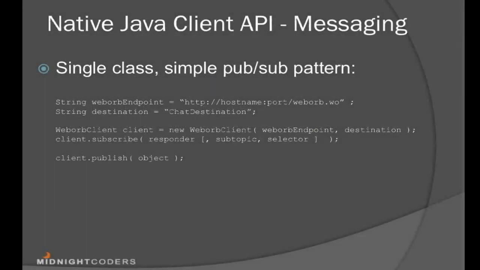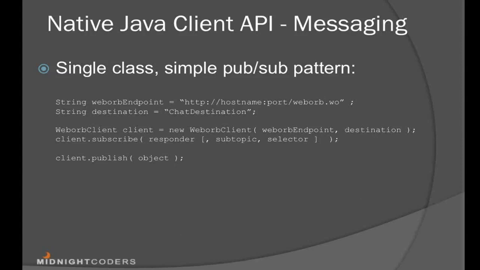Okay, so the next slide is messaging. Once again, it is the same WebORB client class, and here you specify the URL of where WebORB is running. You also need to specify the destination, and think about the destination as really just a pipe. The messages come in, and then somebody takes care of distribution of those messages to all the subscribers.